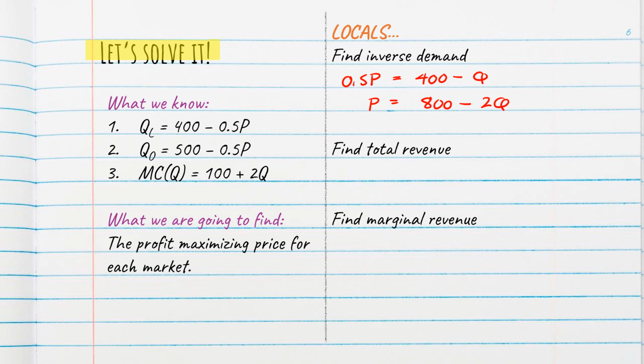Using this inverse demand, we can now find total revenue. Total revenue is a function of Q and is equal to inverse demand times Q. So we multiply the P function through by Q, and we get 800Q minus 2Q squared. Finally, we can find marginal revenue by taking the derivative of total revenue with respect to Q. In this case, that will be 800 minus 4Q. So we need to do that for others next.